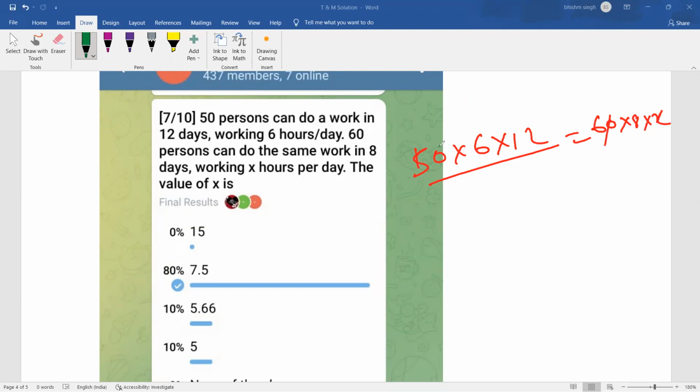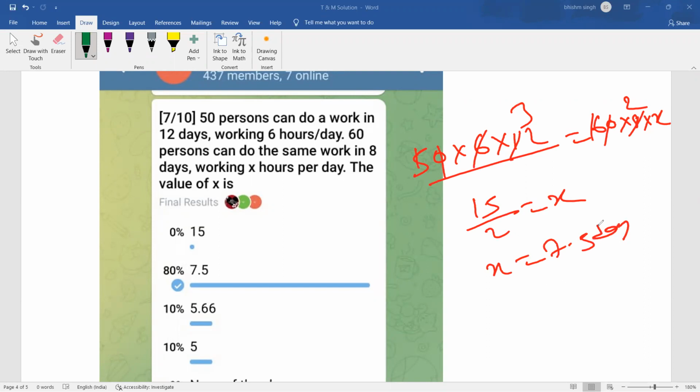So this cancels, cancels, cancels, cancels, 2, 3, and this is 5 3s are 15 divided by 2 equal to X. X is equal to 7.5 days. Okay, X equal to 7.5 days. So this is the only answer here.